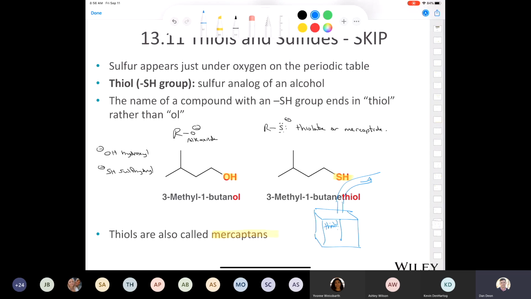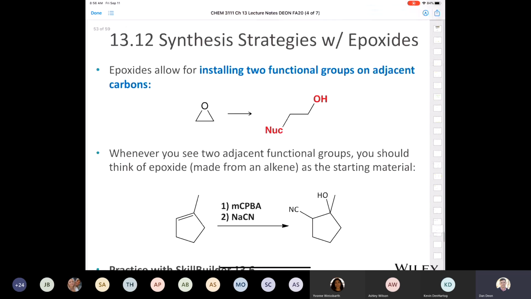All right, you can read the rest about thiols if you want, but I'll skip it if it's not in the ACS final. So this brings us to the very end of the chapter. You've learned all the reactions that you have to know for the quiz. In section 13.12, we'll do as much as we can here. But all section 13.12 is about is just different synthesis strategies with epoxides.